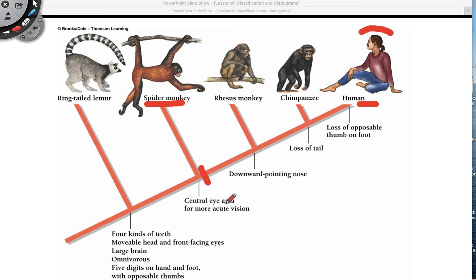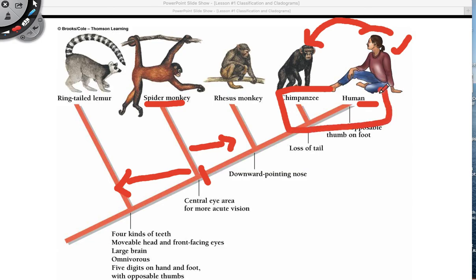the spider monkey does have a central eye area for more acute vision. It does have four kinds of teeth, a movable head, and front-facing eyes. It has all of these derived characters on the left, but the spider monkey does not have any of these derived characters on the right. Again, if you look at this cladogram, you will notice that we as humans are more closely related to the chimpanzee, because we are closer on this clade right here than we are to the spider monkey or the rhesus monkey.